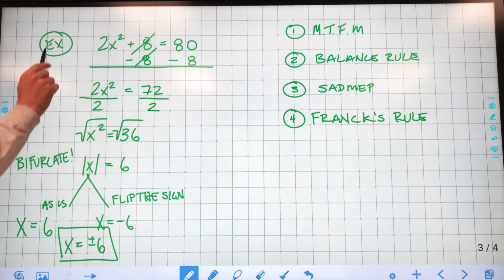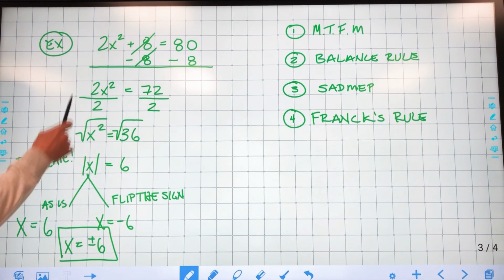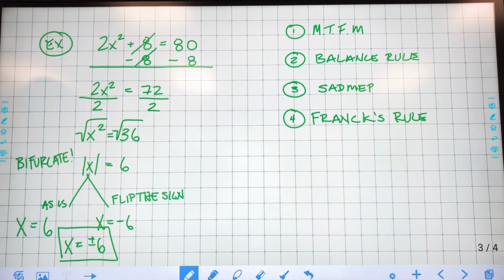Again, I can check this by substituting both positive 6 and negative 6 in for x and seeing if I come up with 80. For sake of time on this video, I'm going to leave that up to you. All right, let's try another.